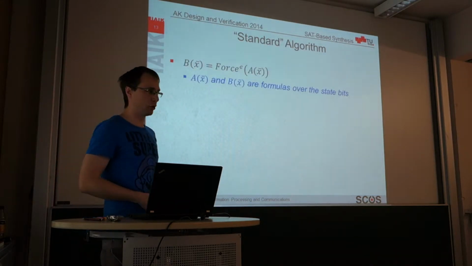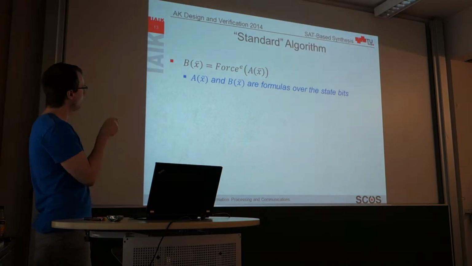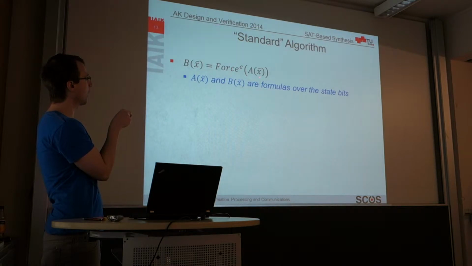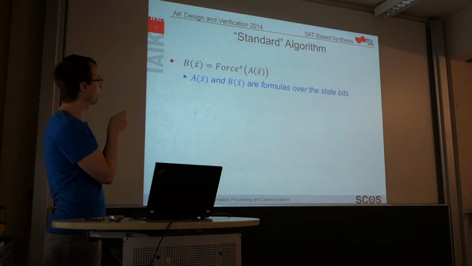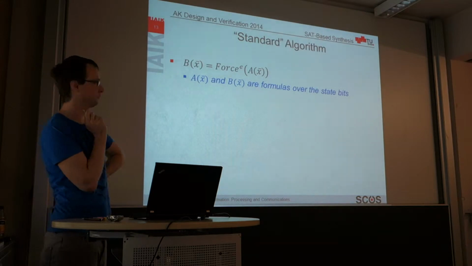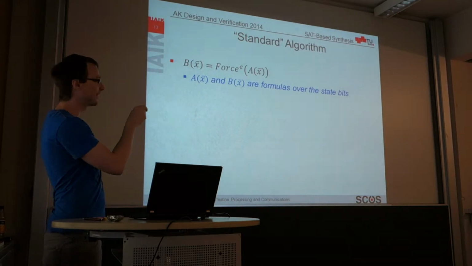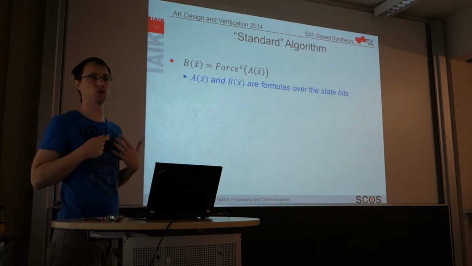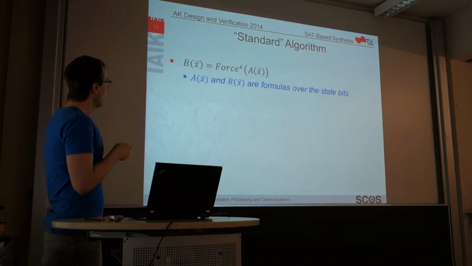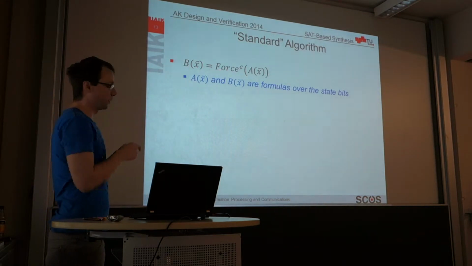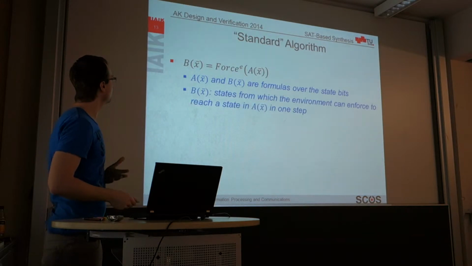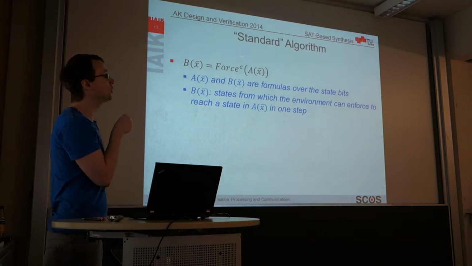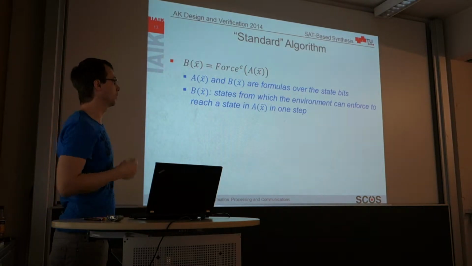For this algorithm, we will use a function which we call force E. This function force E takes as an argument a set of states A, and it also produces as a result a set of states B. However, these are not really sets of states, but actually formulas over our state bits, and these formulas represent sets of states. The result produced by this force E function is all the states from which the evil environment can enforce to reach a state of A in exactly one step.